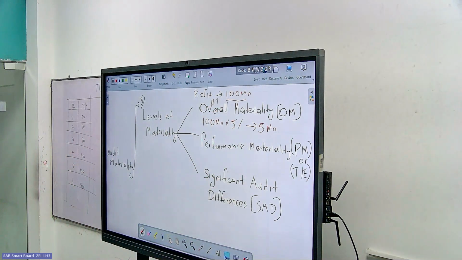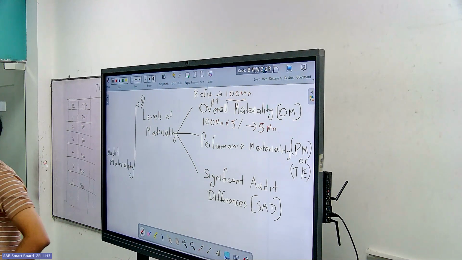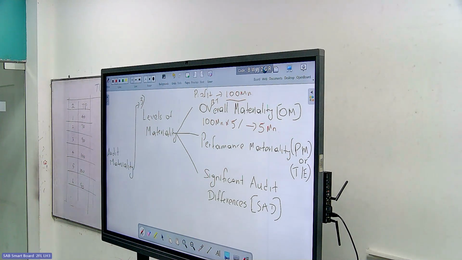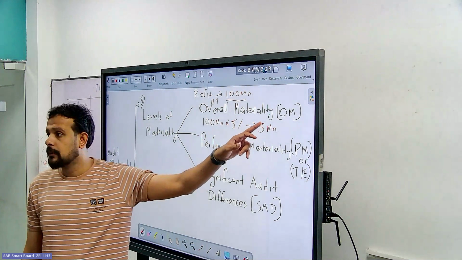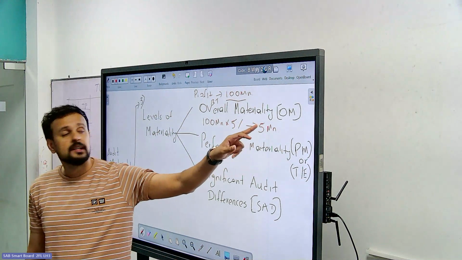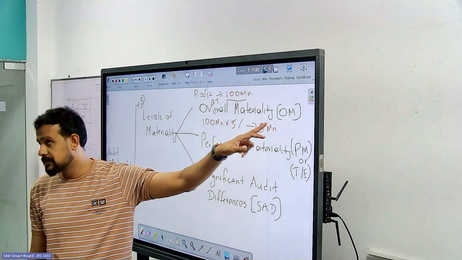Based on this computation, we can take one amount: 100 million, 5%, 5 million we have taken. That 5 million is called the overall materiality level. Okay, that is called overall materiality level.